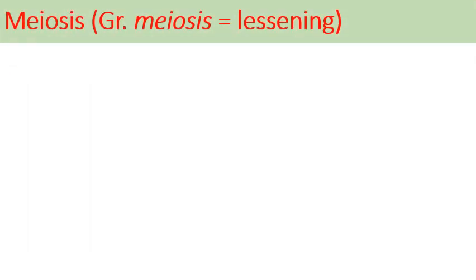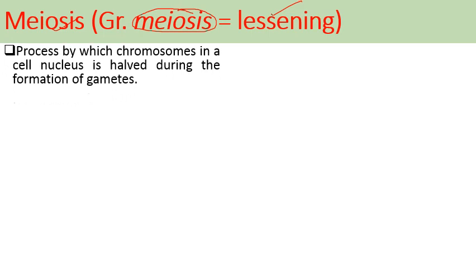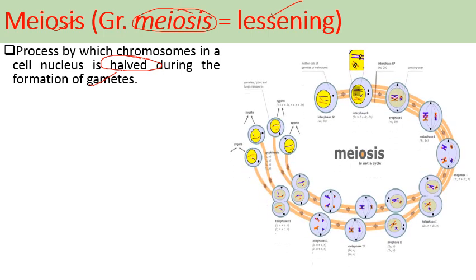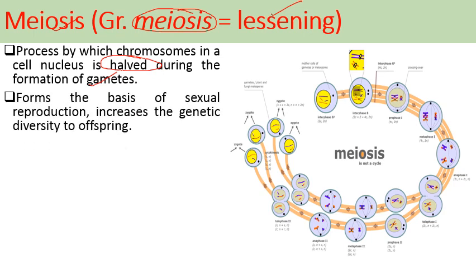So firstly, meiosis. This word meiosis is derived from the Greek word meiosis, which means lessening or decreasing. So it is a process by which the chromosomes in a cell nucleus are halved during the formation of gametes. Mostly this division occurs in the germ cells, and it makes the chromosome number half in the daughter cells. It forms the basis of sexual reproduction.